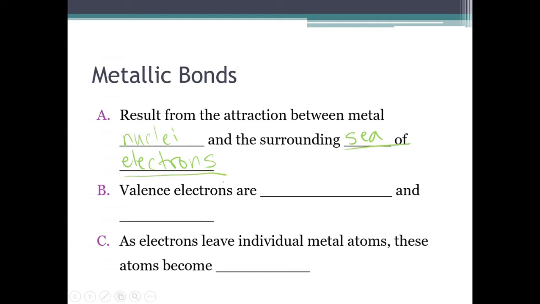You need to know this. It is specific to metallic bonds. It is what causes metallic bonds and all the weird properties of metals. In metals, your valence electrons are delocalized and mobile.